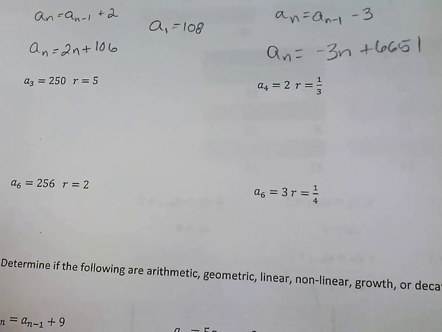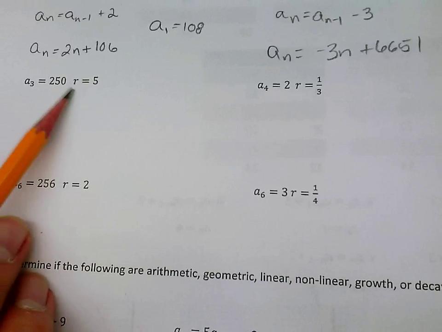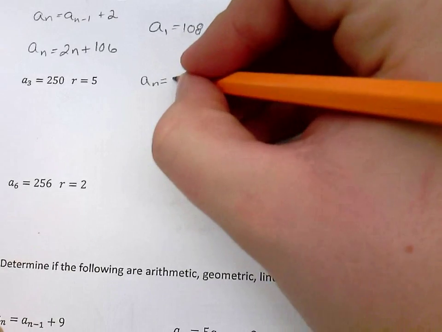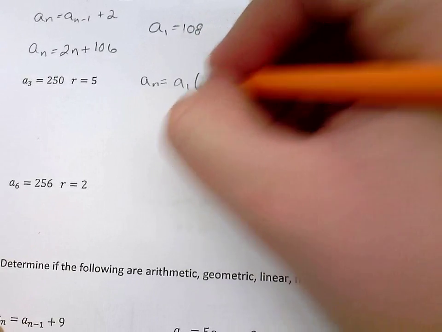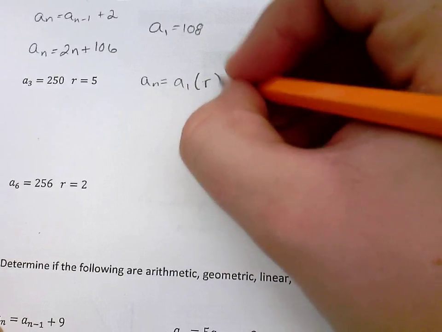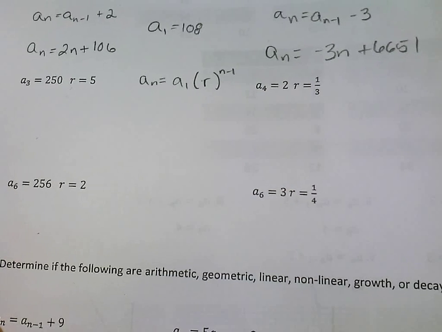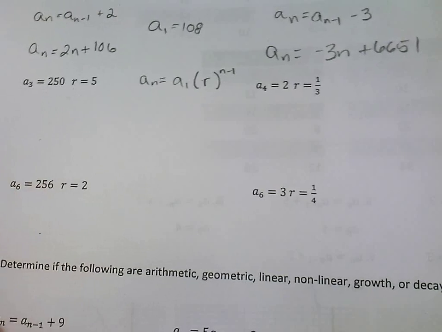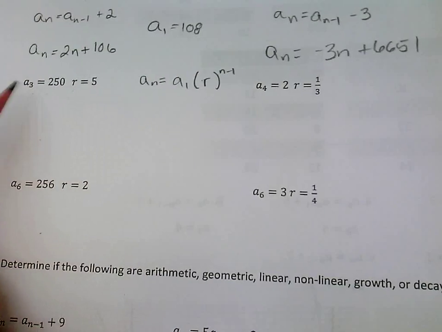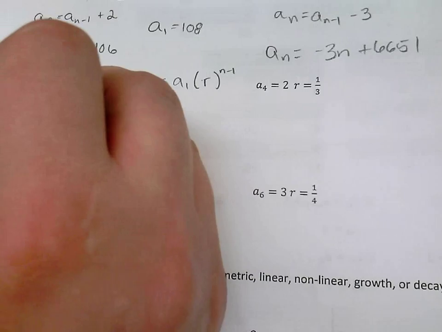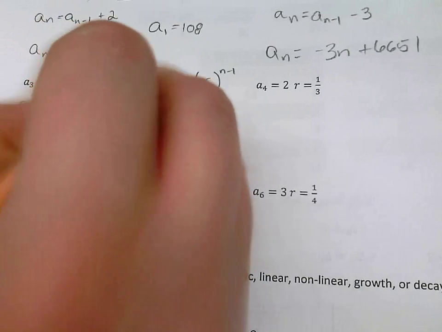Okay, so geometric, you'll know it's geometric because we have an R. The formula for this one is AN equals A1 times r to the n minus 1 power. Okay? So, what we're going to do first is we're going to do the same thing we did up here. We're going to figure out how far away is this from A1. So A3 minus A1. That gives me 2.